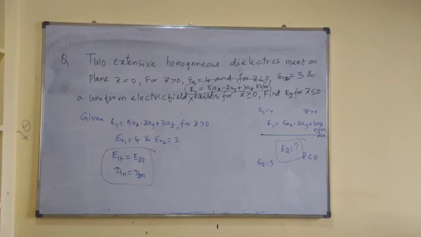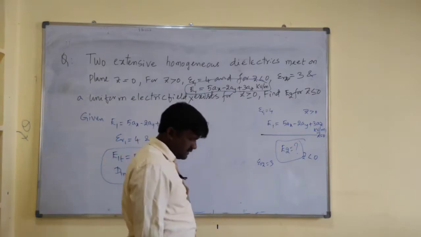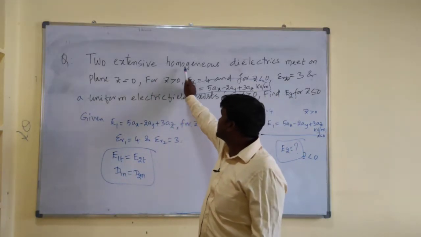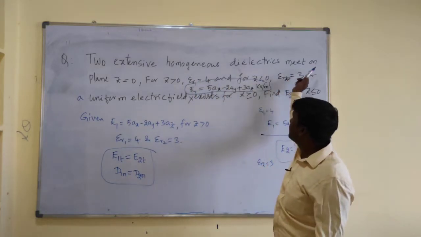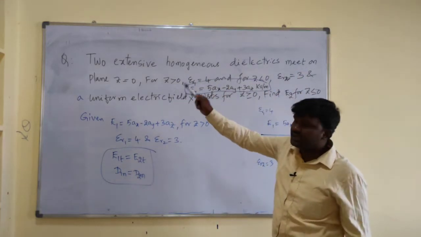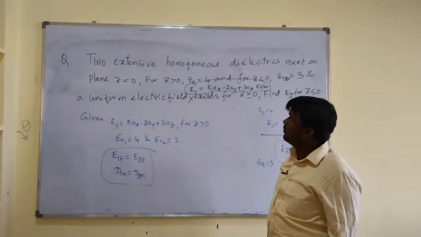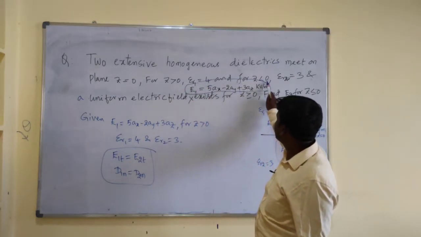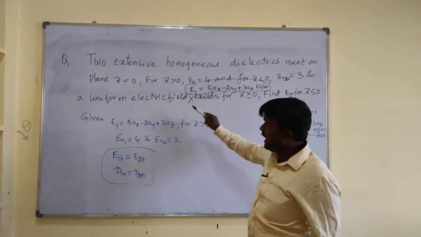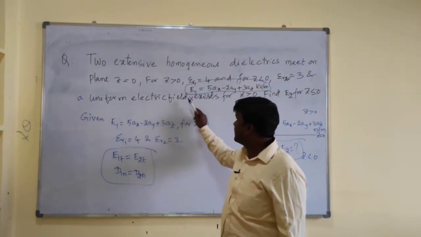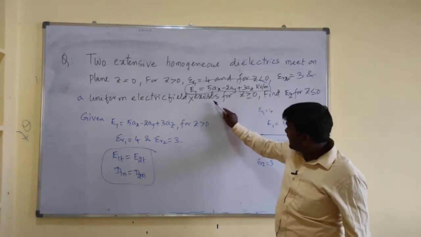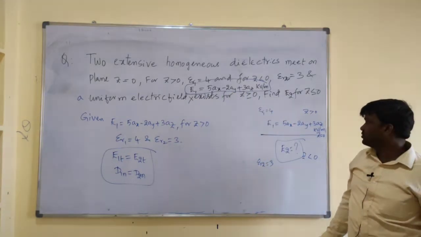Hi, in this video we will solve a problem related to boundary conditions. In this problem, two extensive homogeneous dielectrics meet on the plane z equal to 0. For z greater than 0, epsilon r1 is 4, and for z less than 0, epsilon r2 is 3, and a uniform electric field E1 equal to 5ax minus 2ay plus 3az exists for z greater than or equal to 0.